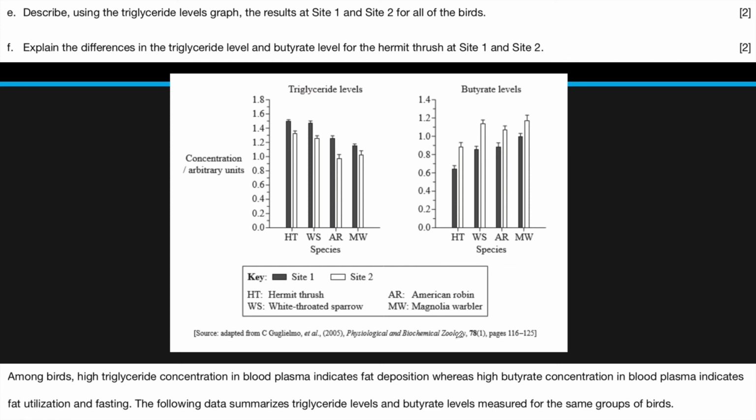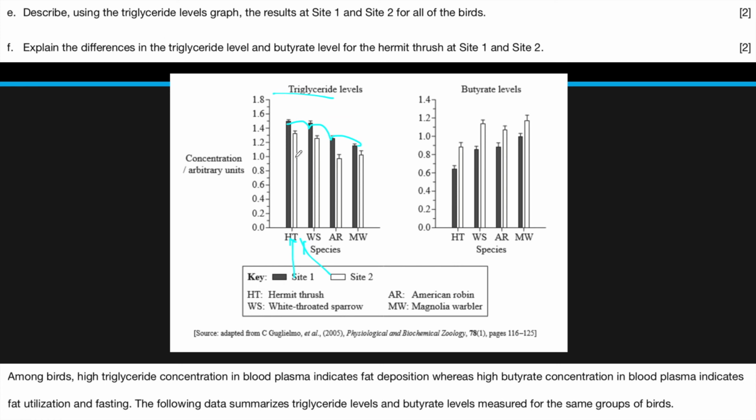Okay, so the first question we get from this graph is: describe, using the triglyceride levels on the graph, the results of site 1 and site 2 for all the birds. So we're looking at triglyceride levels on this graph, and we're going to look at site 1, which is the darker bars, versus site 2. If you'll notice quickly, all the site 1s are higher than site 2.